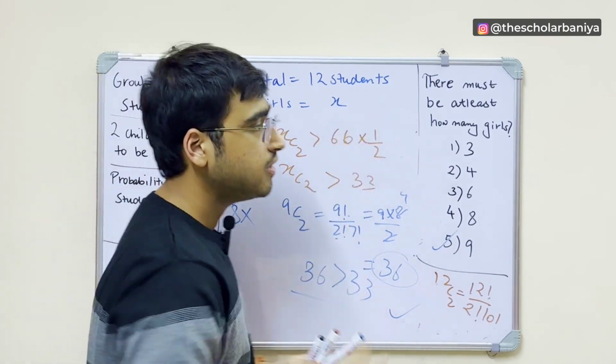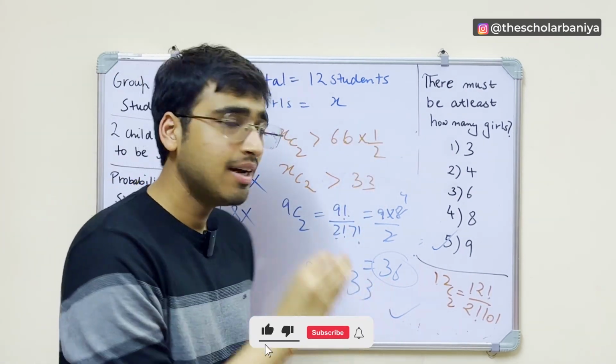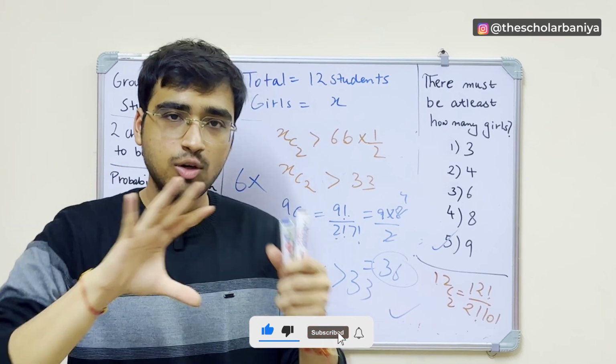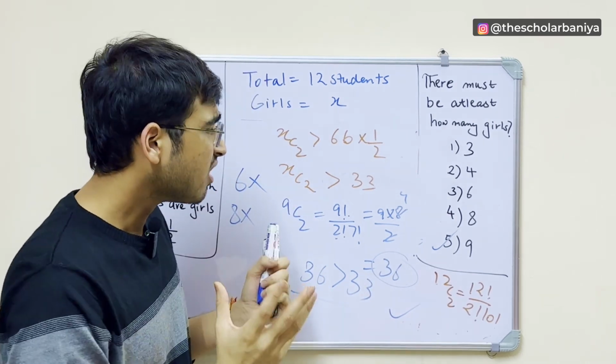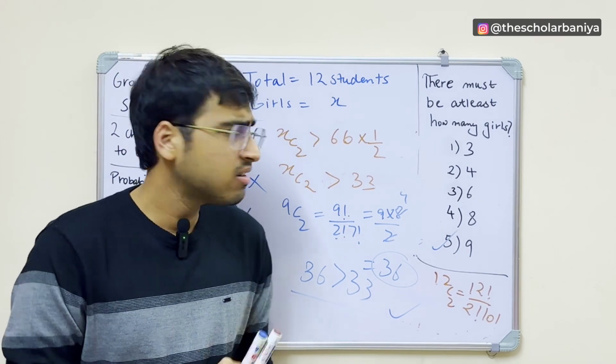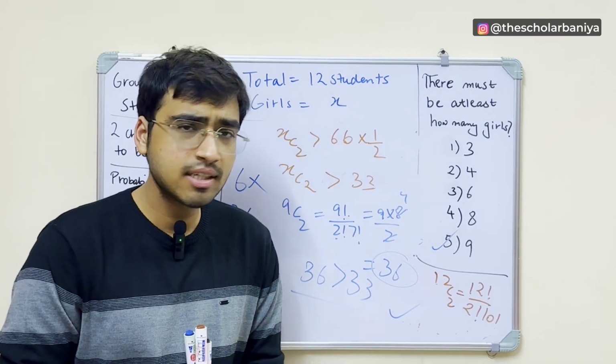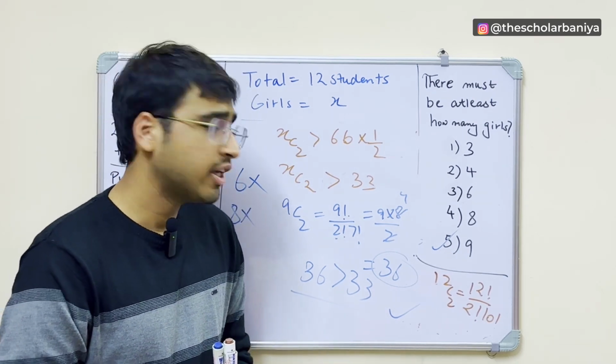So there must be at least how many girls? There must be at least 9 girls out of a total of 12 people or 12 students, right? So I hope this should be pretty clear, not a difficult question at all, pretty basic, and I hope there should be no confusion.